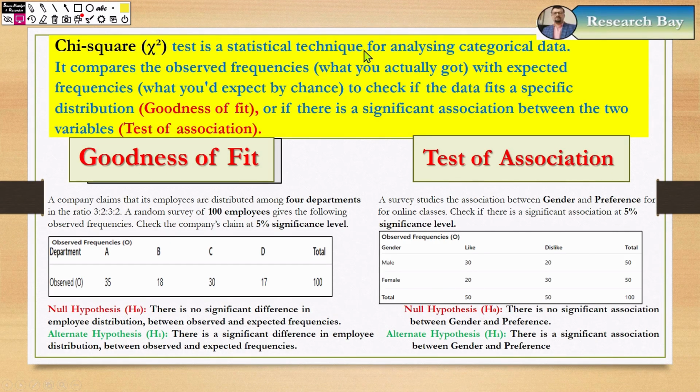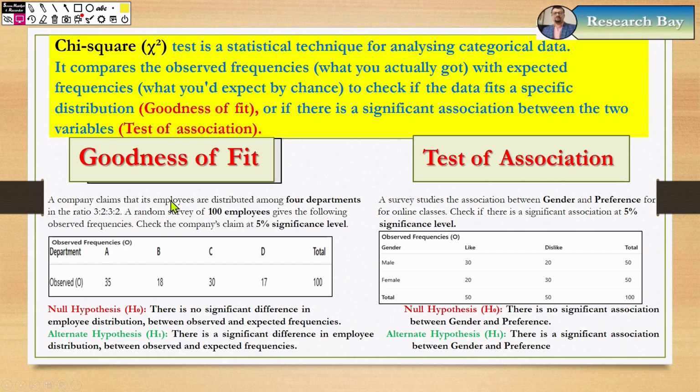Chi-square test is a statistical technique for analyzing categorical data. It compares the observed frequencies, what you actually got through calculation, with the expected frequencies, that is what you would expect by chance, to check if the data fits a specific distribution. This one is known as chi-square goodness of fit. And if we want to find out whether there is a significant association between two variables, then we go for the chi-square test of association. So herein I have put in two examples, which I'll show you how to solve manually. First, let us go with chi-square goodness of fit.